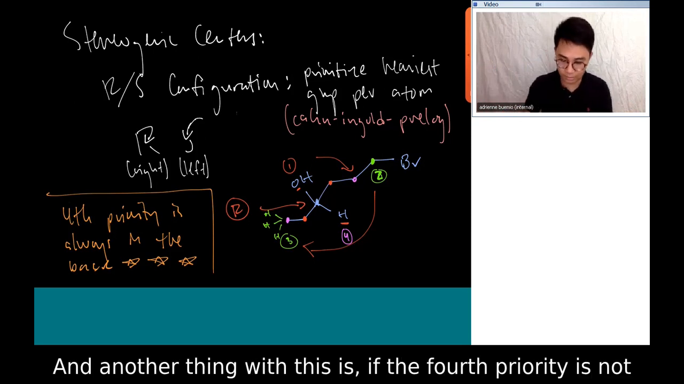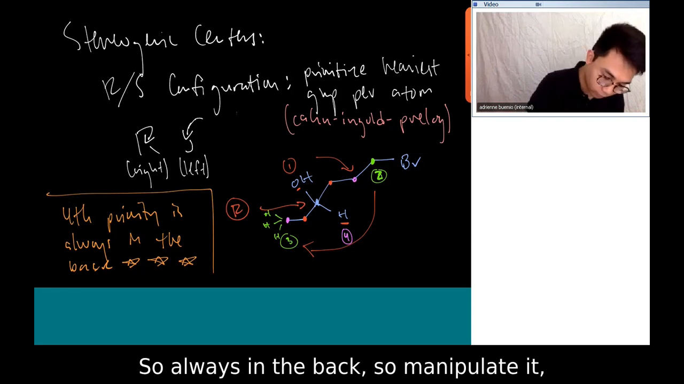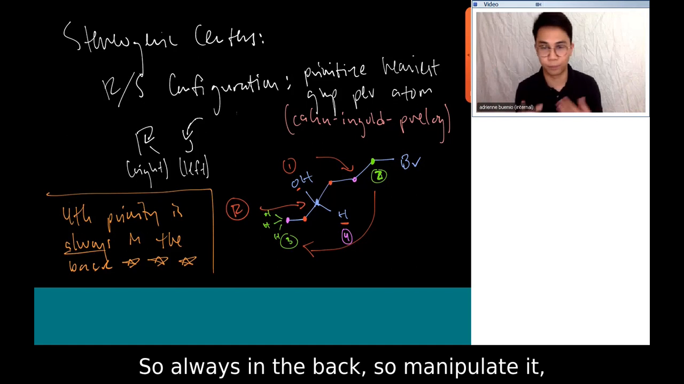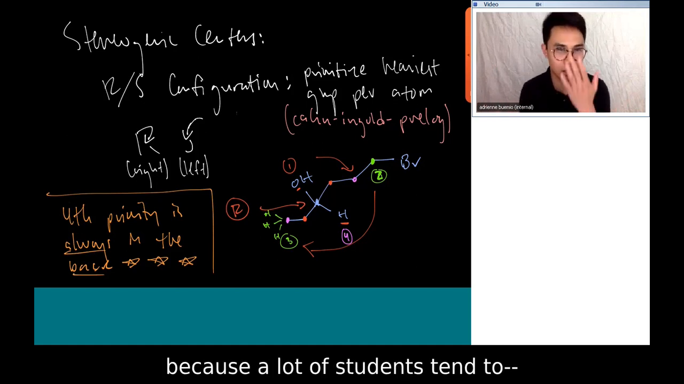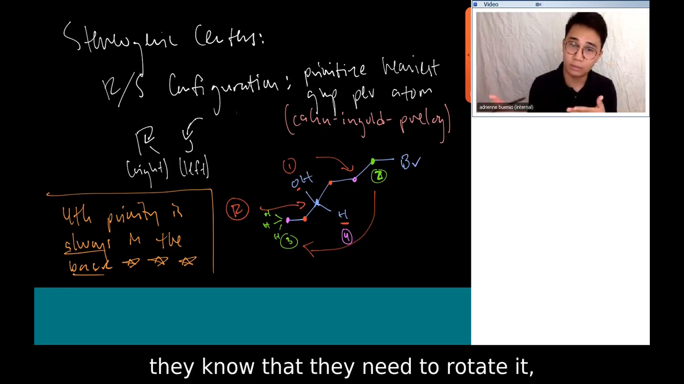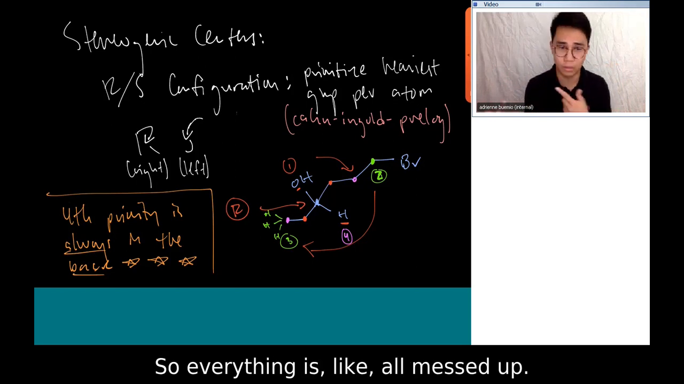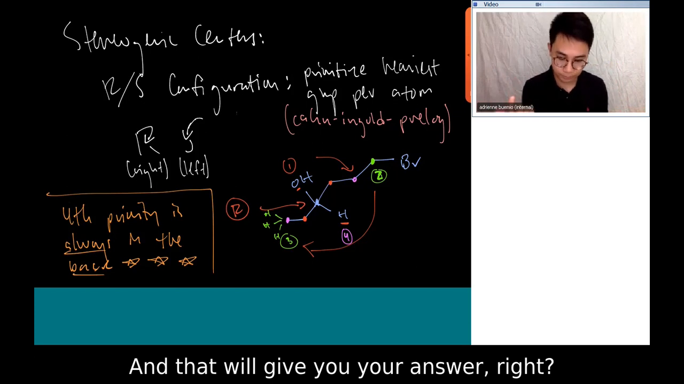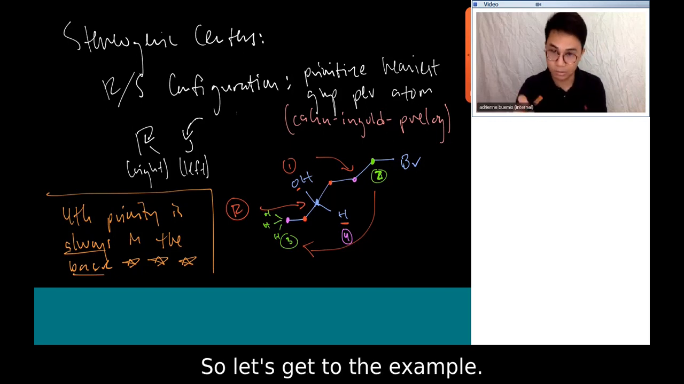And another thing with this is if the fourth priority is not in the back, then you have to rotate it to get it to the back, right? So always in the back. So manipulate it, rotate the structures, things like that. And that's where it gets tricky because a lot of students know that they need to rotate it, but they end up rotating it wrong. So everything is all messed up, and that will give you your wrong answer, right? So that's what we're going to be going over mostly with our examples. So let's get to the examples.